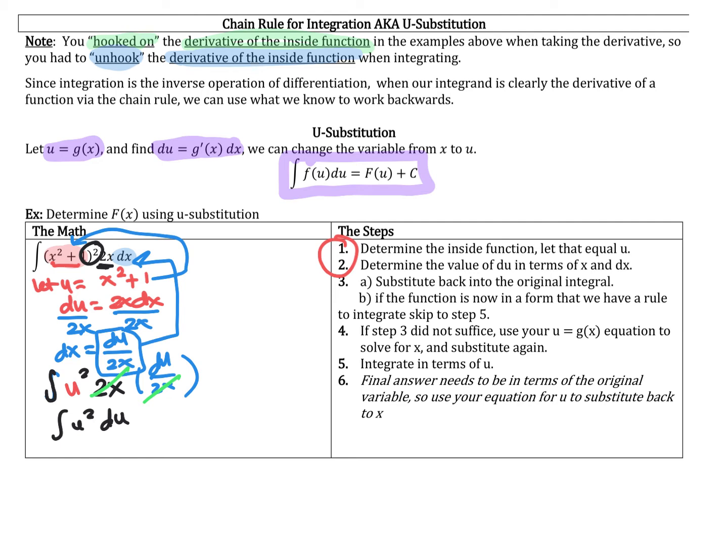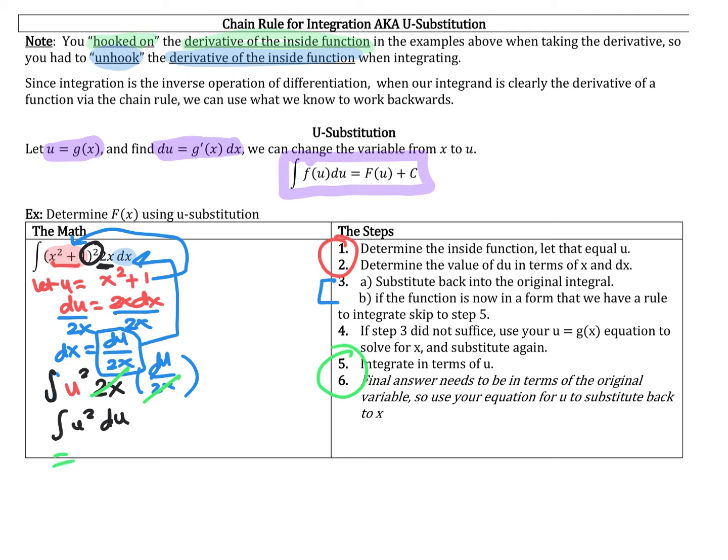Well, here's the nice thing. This integral we can evaluate pretty easily just using the power rule. So what we did in step 1 and 2, we defined our u and we determined du in terms of x and dx. Then we substituted back in, and now we have an integral that we can evaluate. So we're going to look at step 5.